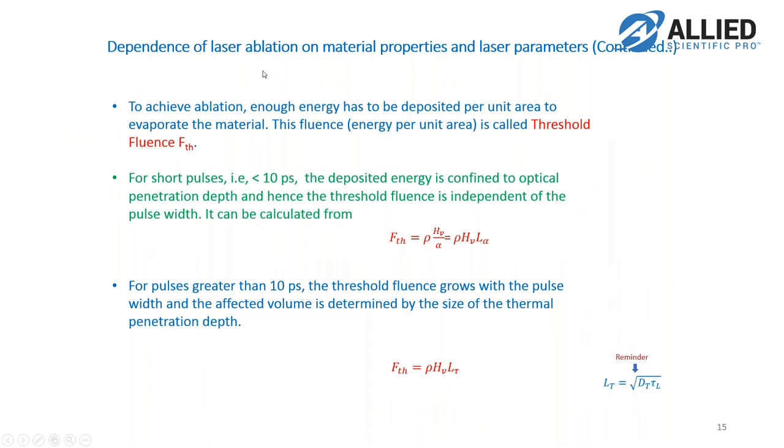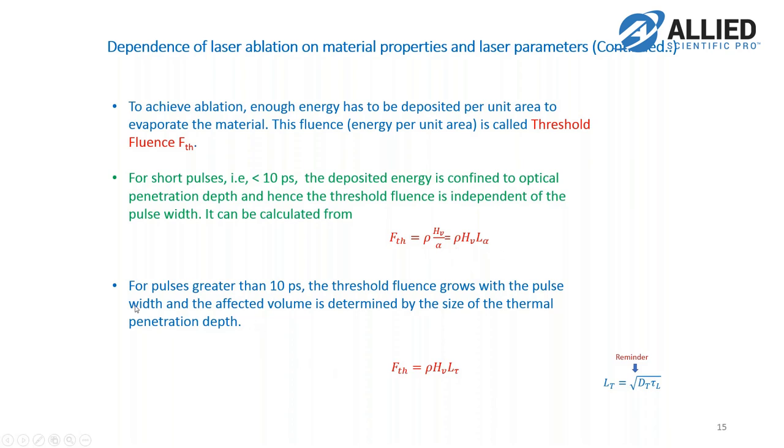So to achieve ablation, enough energy has to be deposited per unit area to evaporate the material. And this is the fluence or energy per unit area, which is called the threshold fluence. So how would it vary between a femtosecond regime or picosecond, nanosecond? In case of pulses less than 10 picosecond, the threshold fluence is basically independent of the pulse width. It's a product of density, heat of vaporization, and optical penetration depths.